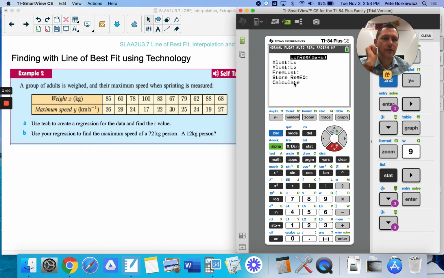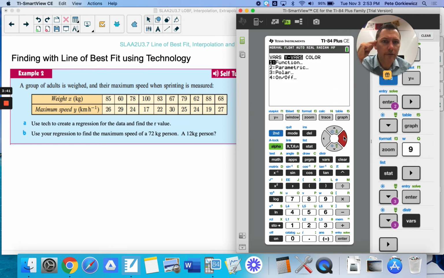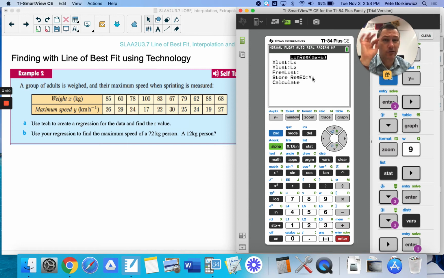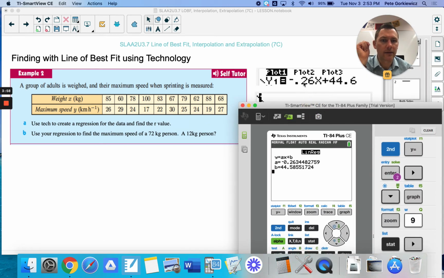You can have this calculator give you the equation, but you can also have it immediately put it into y equals. I don't use this very often, but if you go into vars, go into y vars and function and y1, this says store the regression equation in y1. Fussy little trick, but it sometimes is useful. So go down to calculate, ba-boom. This is the equation that works for my data as it is right here.